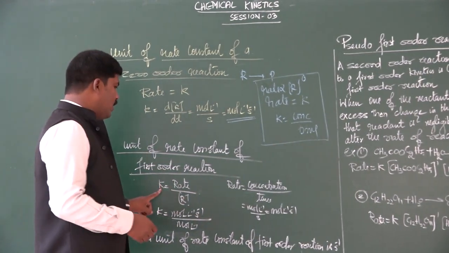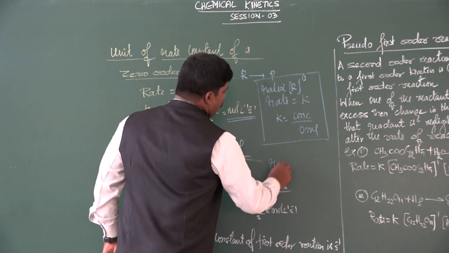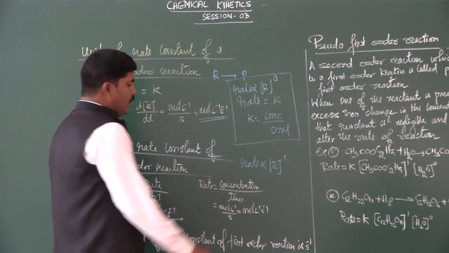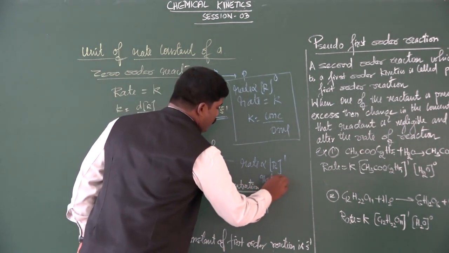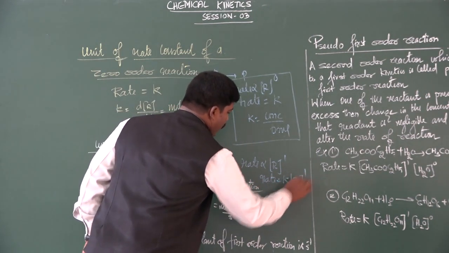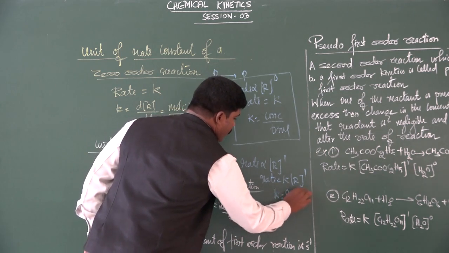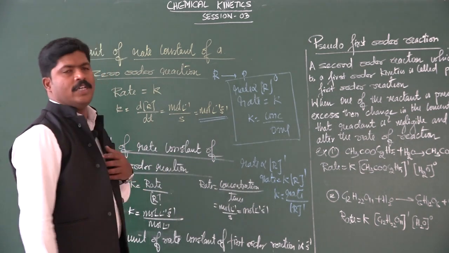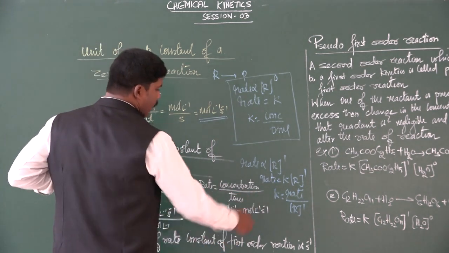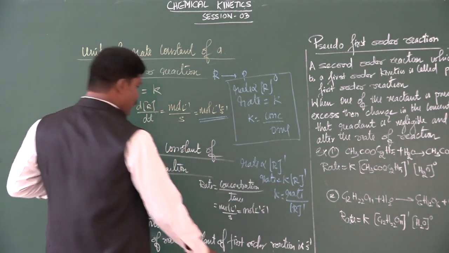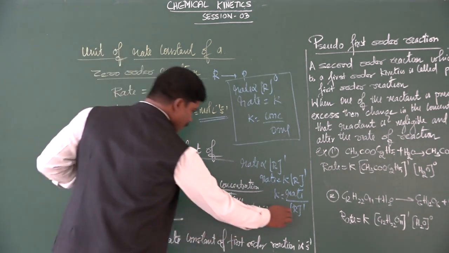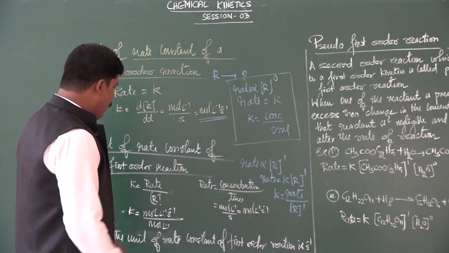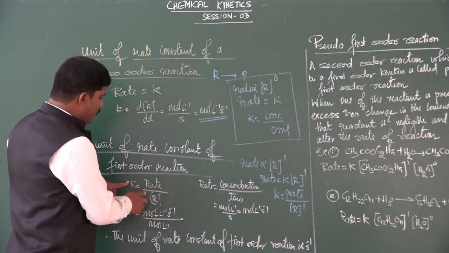Now we know rate is directly proportional to r to the power 1. If I remove the proportionality, rate is equal to k r to the power 1, and k is equal to rate by r to the power 1. Now rate is nothing but mole per liter per second, and r is mole per liter. So k is equal to rate by r.